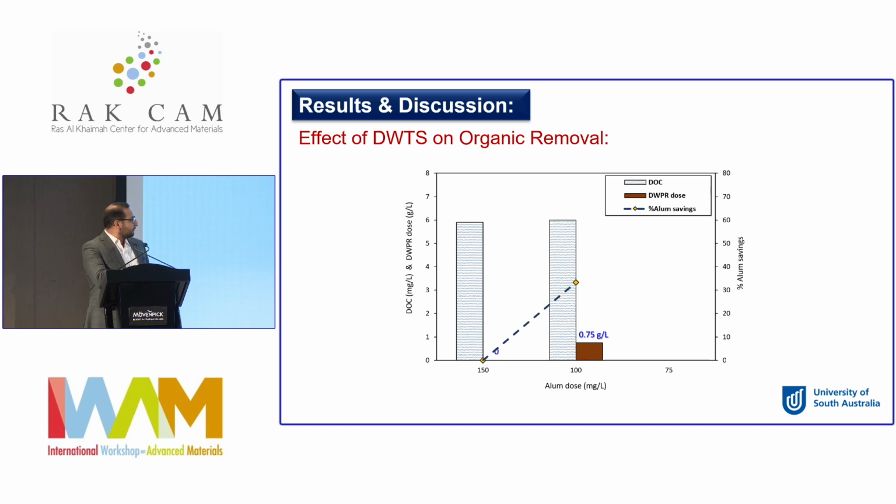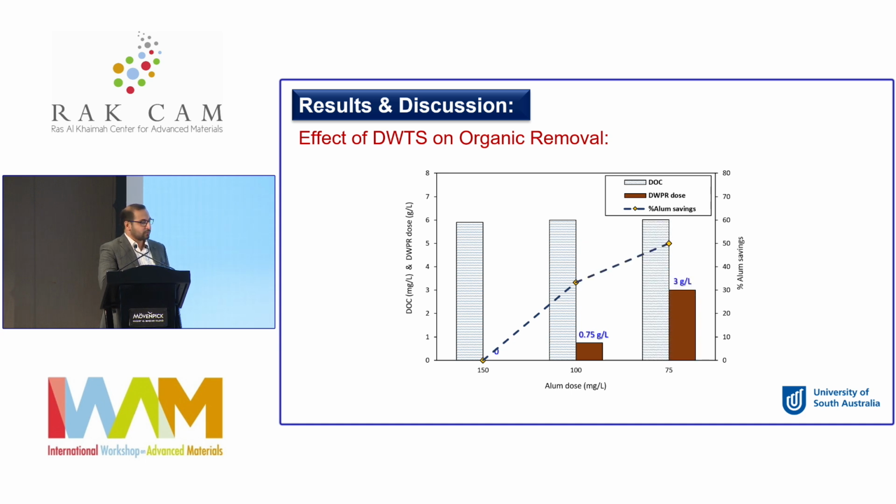We can save around 30% of the coagulant required using 0.75 gram per liter of this material. And also we can save up to 50% of this one, and all give the same residual DOC.